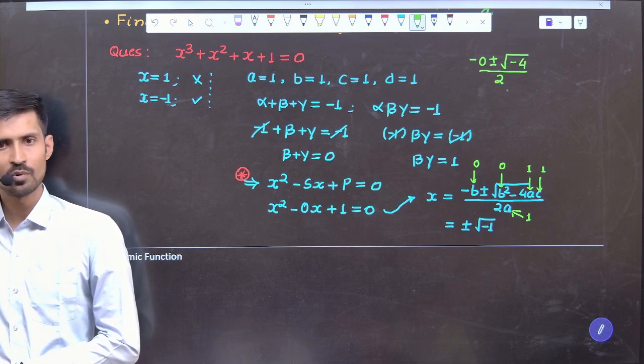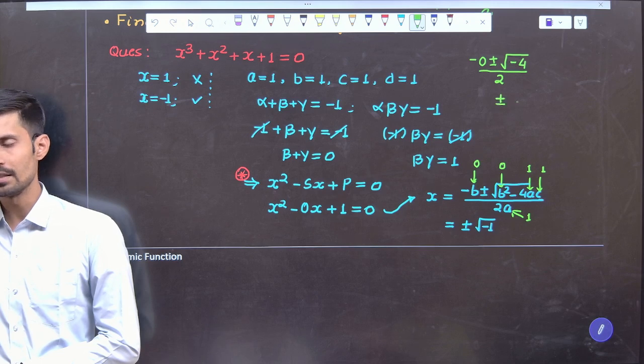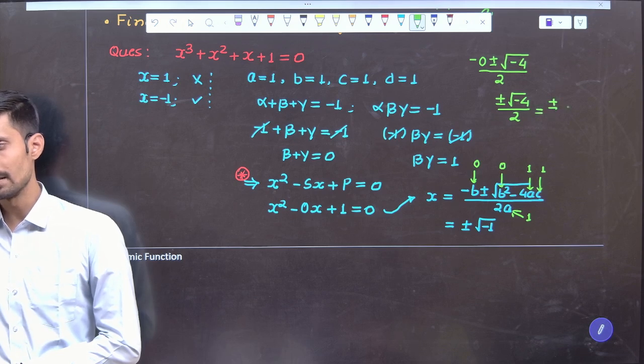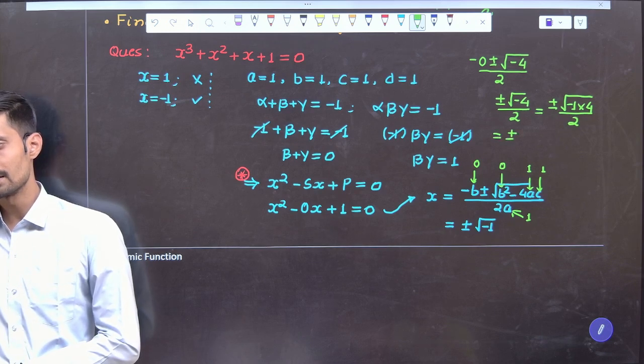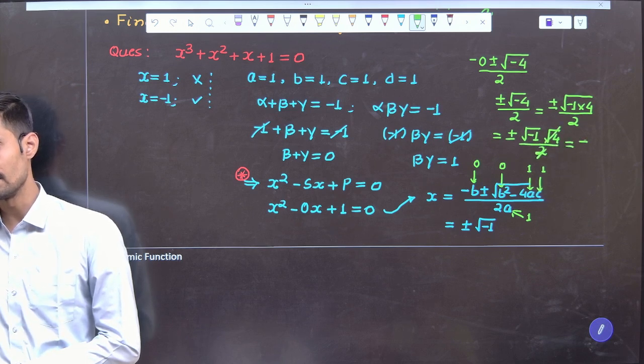Now 0 I can remove. I can simply write plus minus root minus 4 by 2. And this I can write plus minus root under minus 1 into 4 by 2. I am giving all the steps. Plus minus, this I will write root under minus 1 into root 4 by 2. What will be root 4? 2. Cancel and we will get plus minus root minus 1.